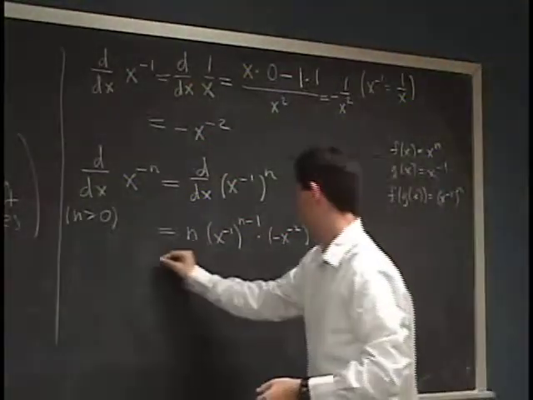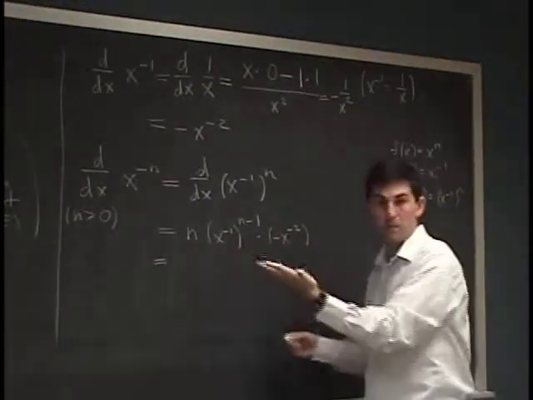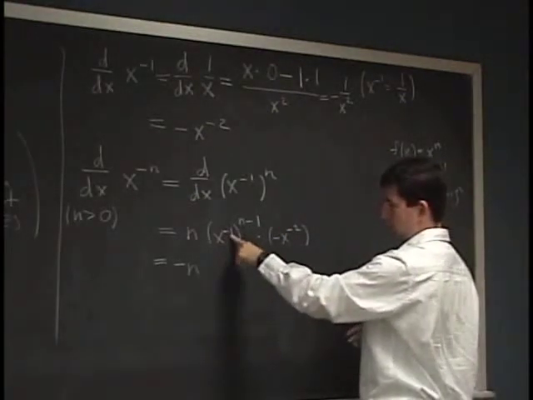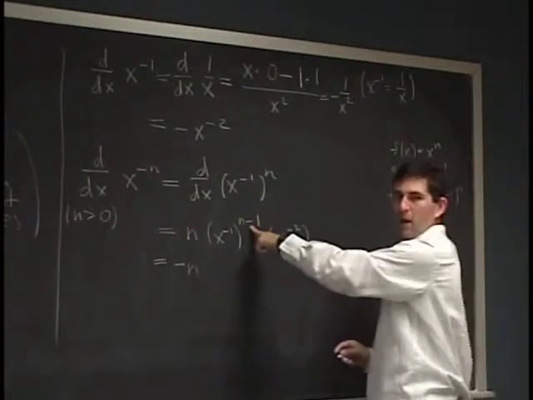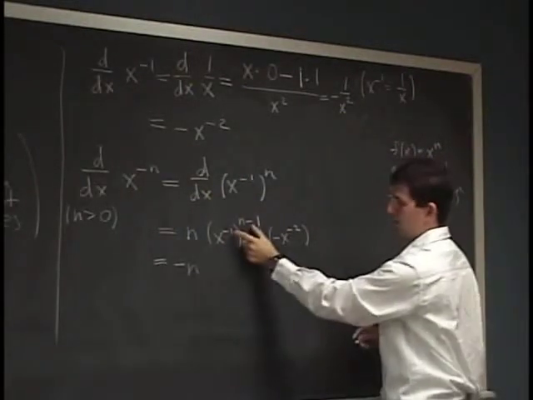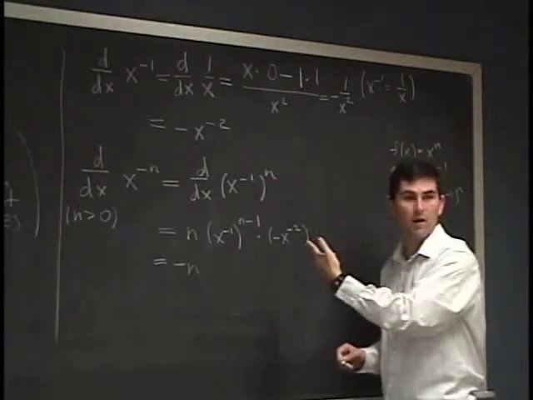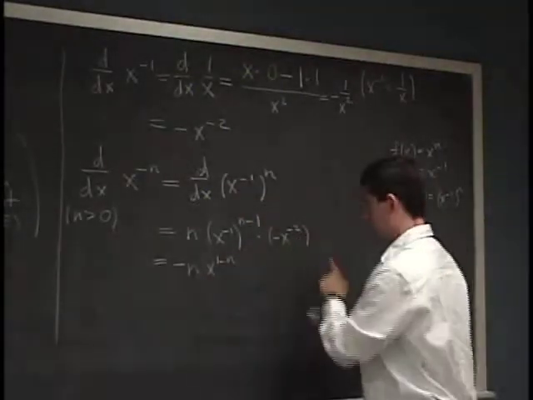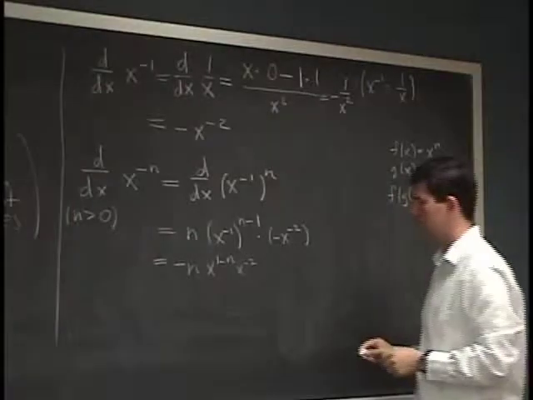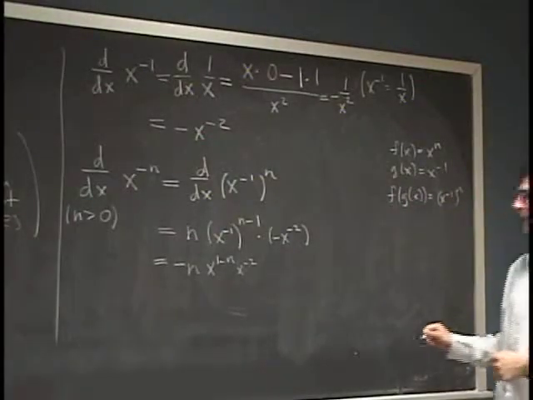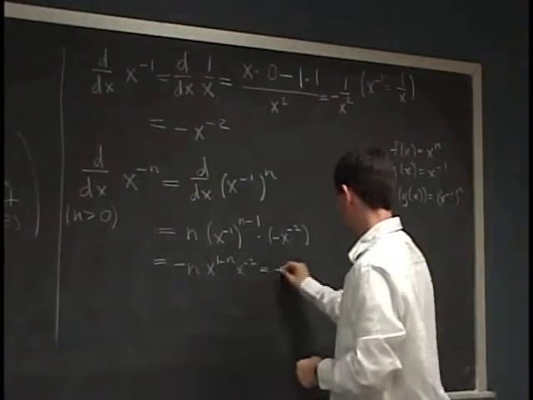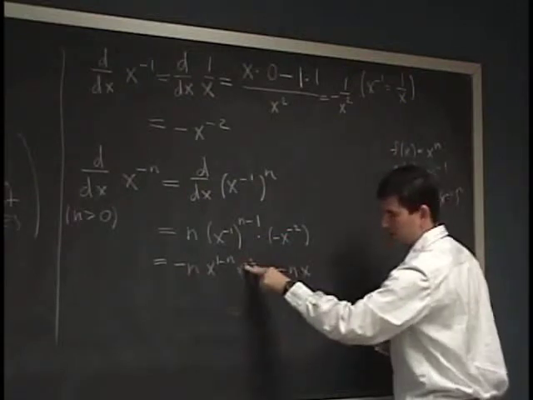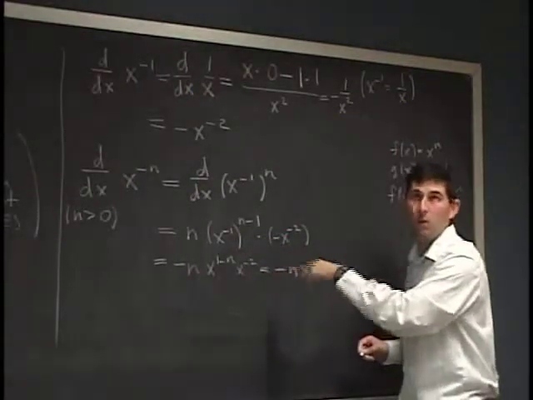And now I just do a little bit of algebra. Let's see. The minus and the n become a minus n. X to the minus 1 to the n minus 1 is what? Well, you multiply these back together and you get 1 minus n. All right, x to the 1 minus n. And then I have an x to the minus 2 still. So that's minus n x to the... Okay, so I have to add these exponents. So 1 minus n minus 2 is minus 1 minus n, or minus n minus 1.